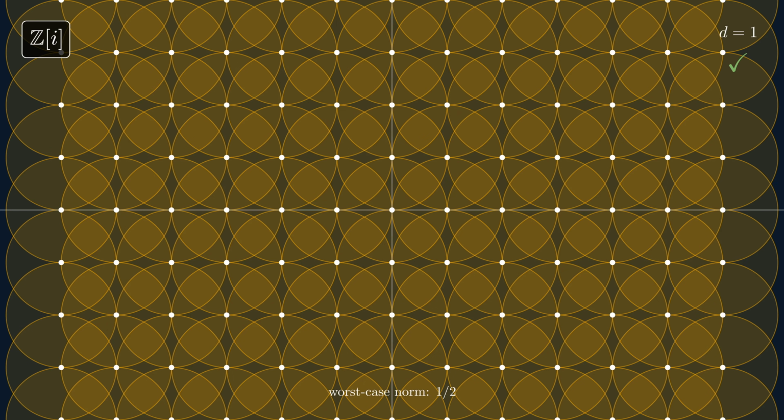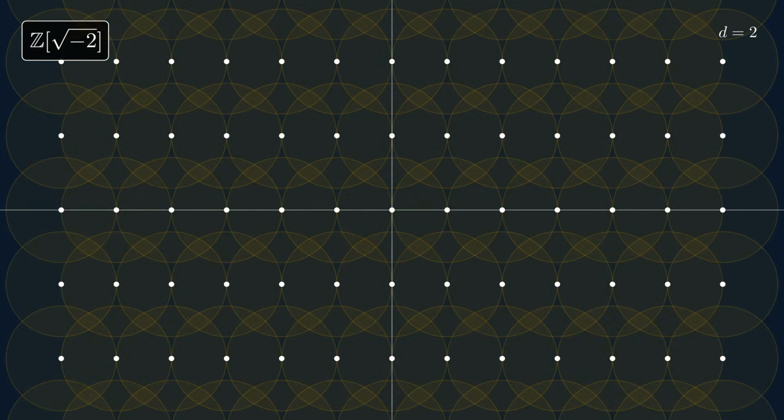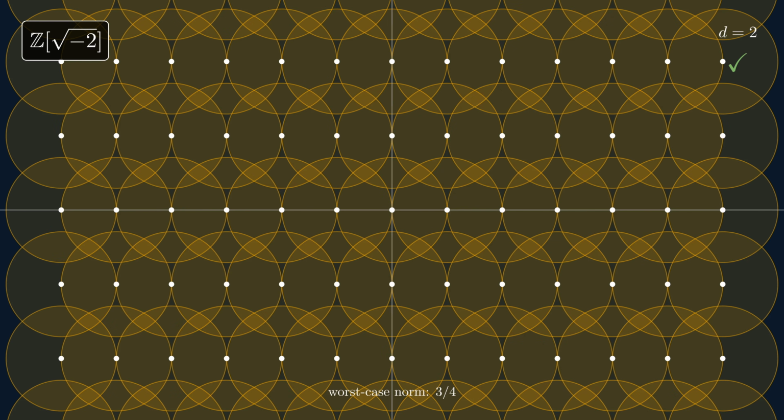So the case when d is equal to 1, that's simply the Gaussian integers, which as we saw before was a square lattice. And here the circles comfortably cover the plane, and our worst case distance from any lattice point is 1 over the square root of 2. But remember that our norm was the distance squared, so our worst case is a half. Now if d is equal to 2, that means that we're looking at Z adjoined the square root of minus 2, we get taller rectangles. And so after covering by circles, it's a little bit tighter, but everything is still covered. And our worst case distance squared in this case is 3/4, which is still less than 1.